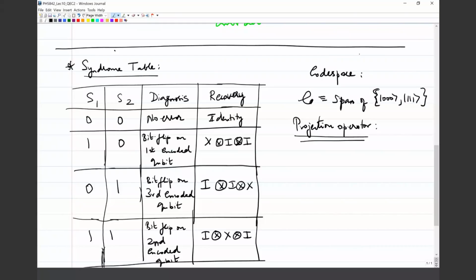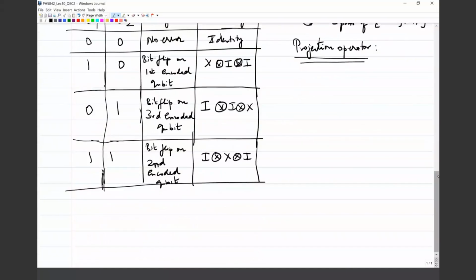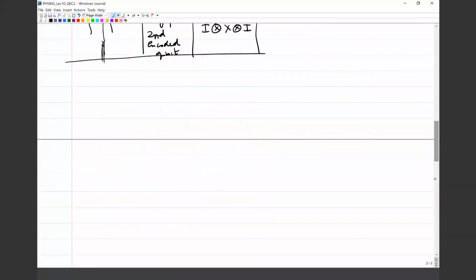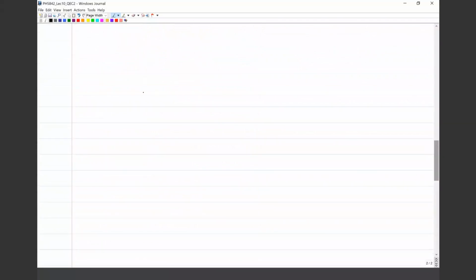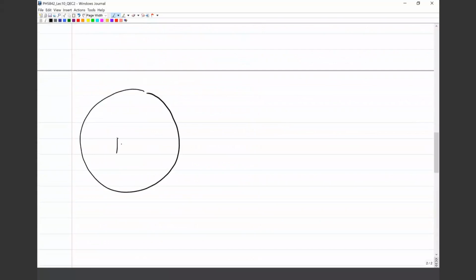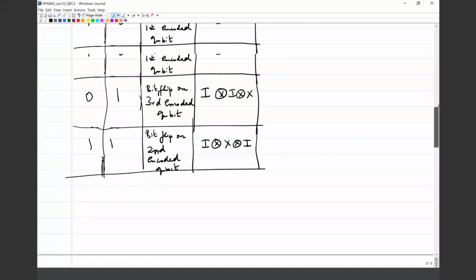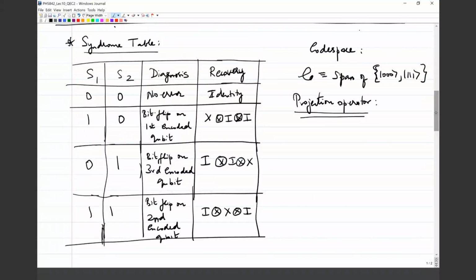Remember, I drew this cartoon picture last time where I have the larger 3-qubit space and I'm sitting somewhere inside that. This is my code space. This larger space has all possible 3-qubit states, and I'm sitting here inside the code space. So what is the operator that will project me down to the code space from any other part of this larger Hilbert space, this 3-qubit space?